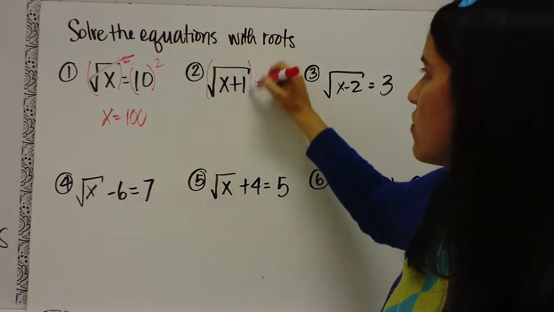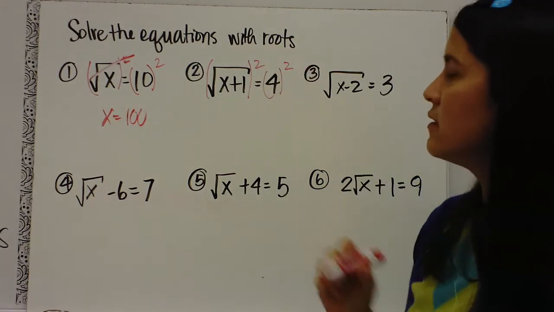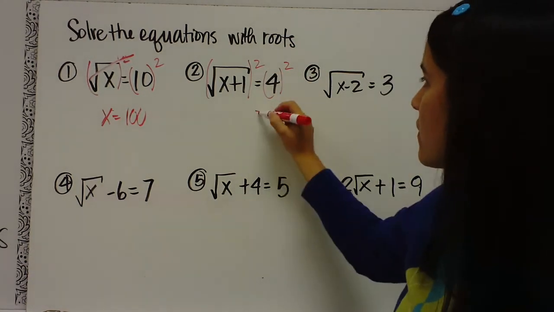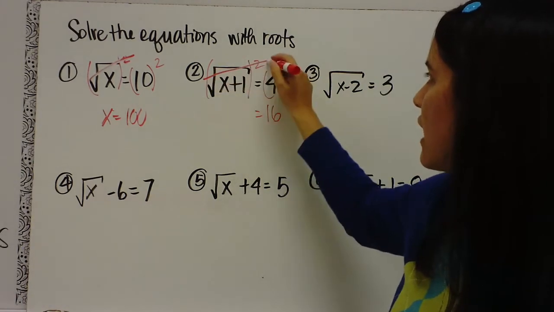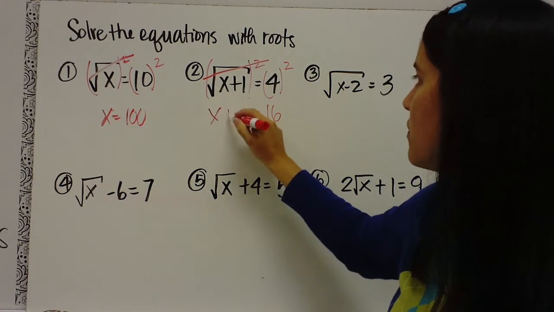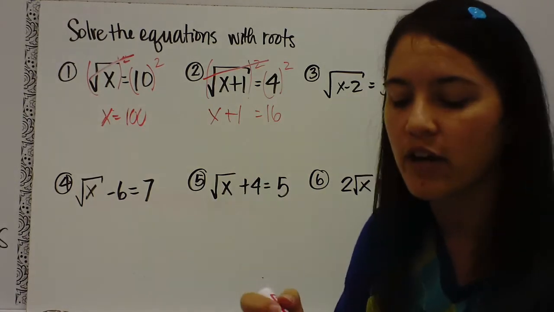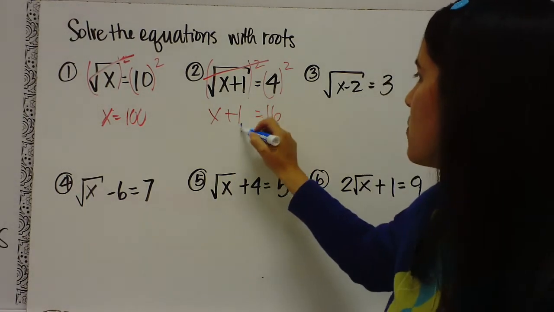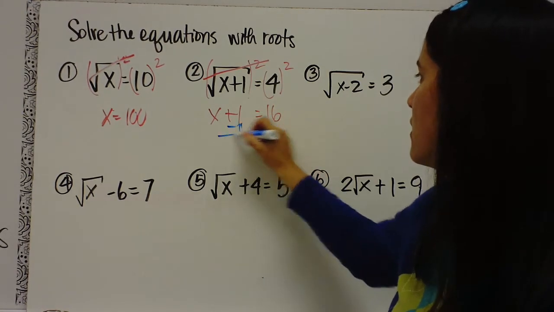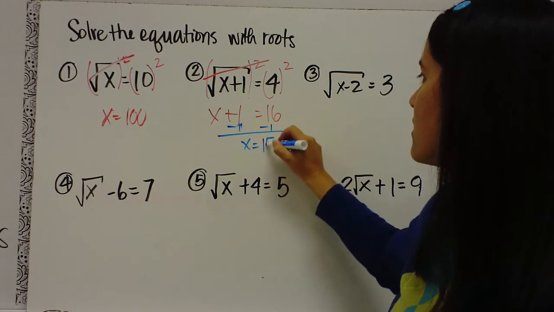Right here, I'm going to square each side. 4 squared is 16, and these are going to cancel, so I'm left with x plus 1. Whenever you square it, whatever's under the radical, you bring down. I subtract 1 on both sides, so x equals 15.